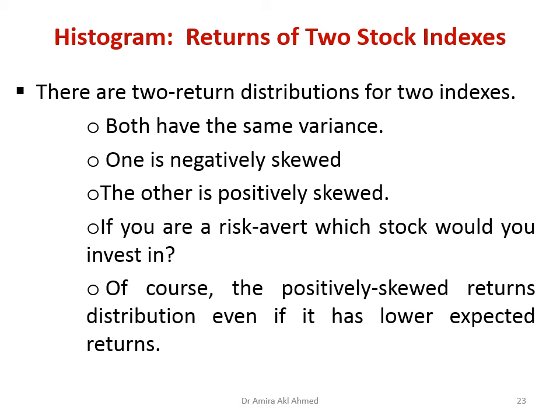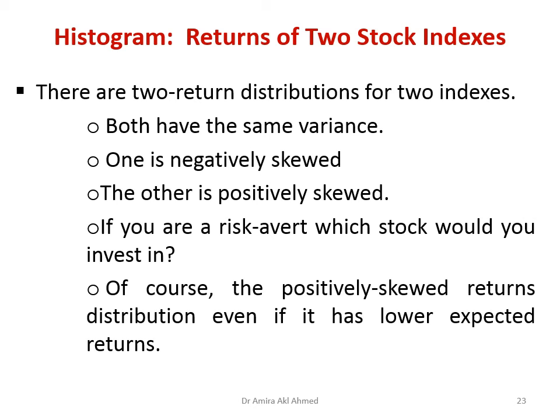Knowing the shape of the distribution has important implications in many fields, especially in the field of financial markets. Assume that there are two return distributions for two individual stocks or two indexes. Both indexes or both stocks have the same variance, but one is negatively skewed and the other is positively skewed.